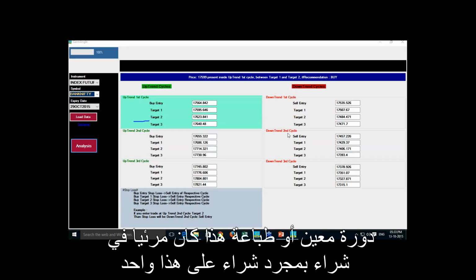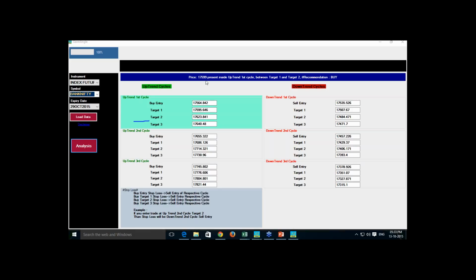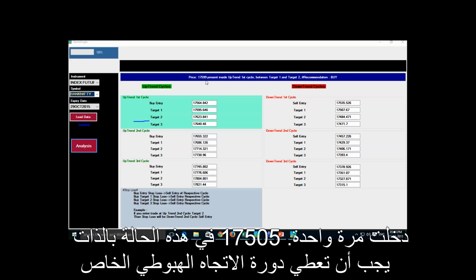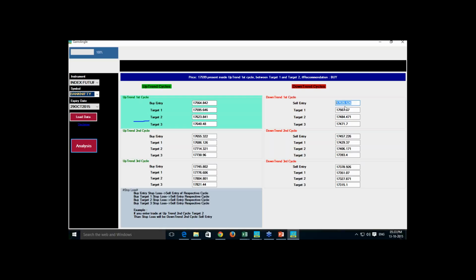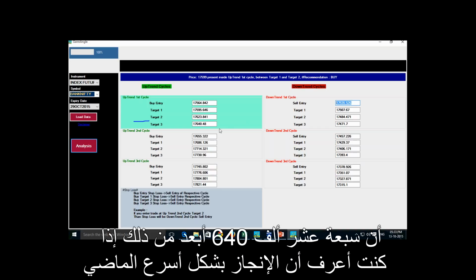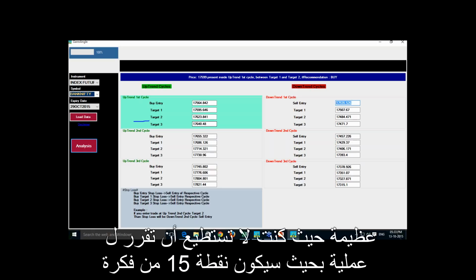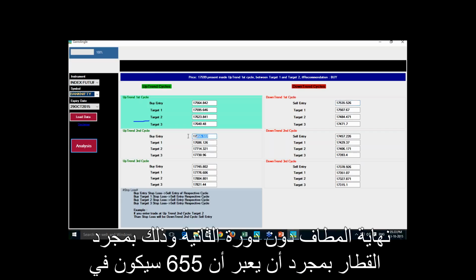Once you buy at this particular uptrend cycle 1, as it is visible on your screen, you must keep your downtrend cycle 1's entry point, 17,535 in this particular case of Bank Nifty, as your stop loss, and your first achievement will be 17,640. Beyond that, if it crosses, there will be a 15 point gray area where you cannot decide a trend. Once it crosses that 655, it will enter the second cycle.